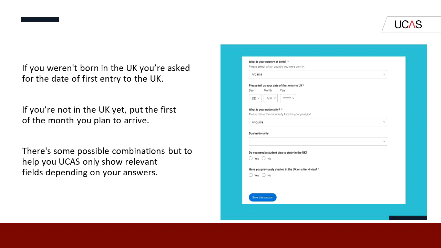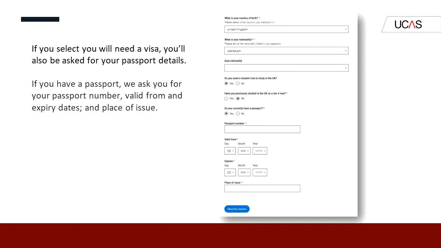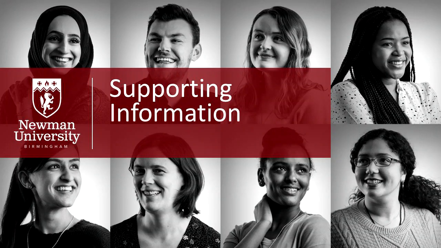If you're not already in the UK, you just need to pop in the first of the month that you plan to arrive. Okay. If you need a visa, you need to pop that in as well. It's a very straightforward form to fill out. If there are any questions, obviously speak to people in your school or college, or indeed contact UCAS. They are certainly very helpful with that.